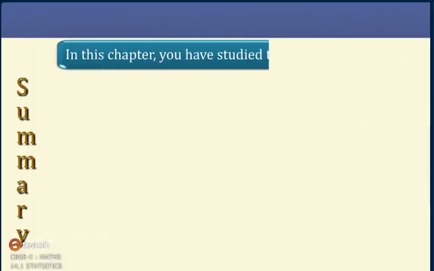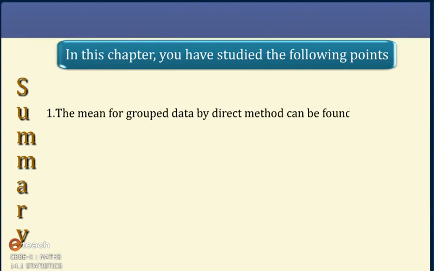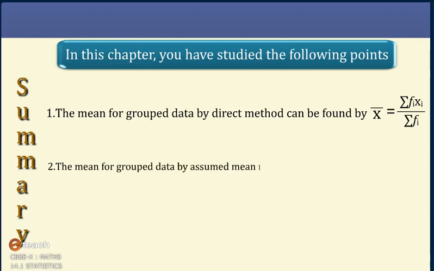Summary. In this chapter, you have studied the following points. 1. The mean for group data by the direct method can be found by x bar is equal to summation of fi xi upon summation of fi. 2. The mean for group data by the assumed mean method can be found by x bar is equal to a plus summation of fi di upon summation of fi.